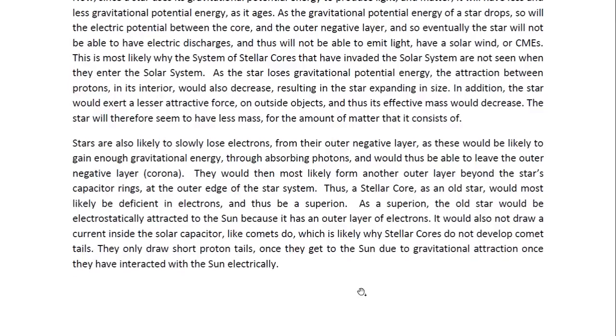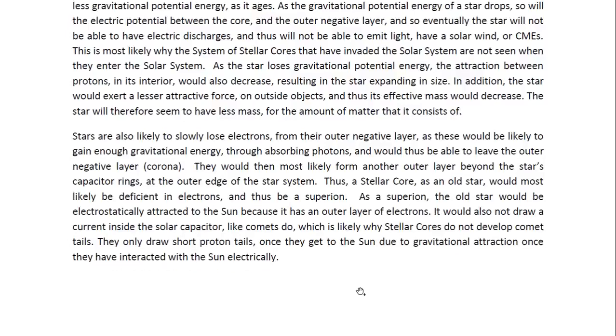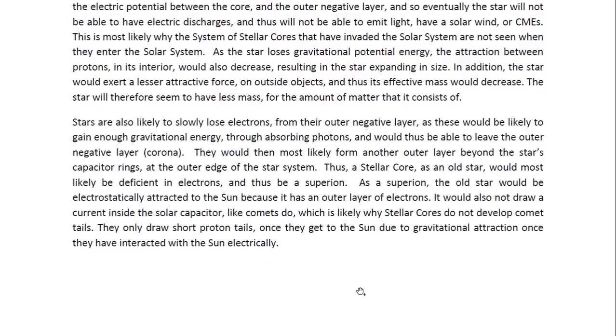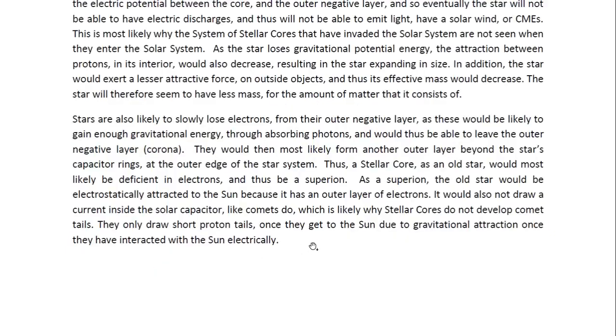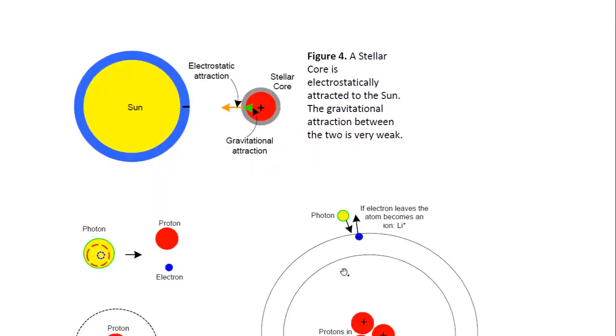It would also not draw a current inside the solar capacitor like comets do, which is likely why stellar cores do not seem to develop comet tails. They only draw short proton tails once they get to the Sun, and this is due to the gravitational attraction that exerts on matter within the Sun. And this only occurs once they have interacted with the Sun electrically.